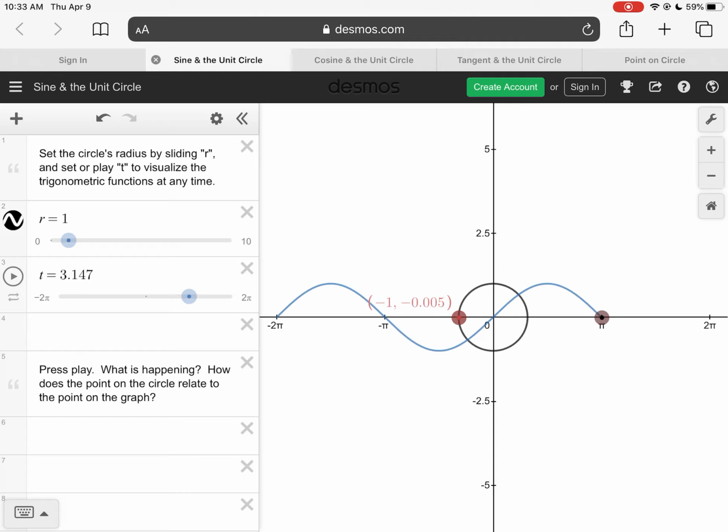If I take the angle, right now you can see t is at pi. The y value of the point on the circle is 0. And if you look at the horizontal axis here, that is my angle. So when my angle is pi, the sine of pi is 0, the y-coordinate there. If I continue to play this, we can see that this blue curve is just graphing the angle and the sine value, or the y value of the circle. And so we see the unit circle is related to the sine curve here.